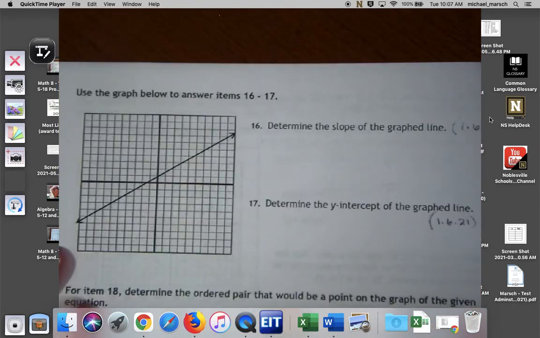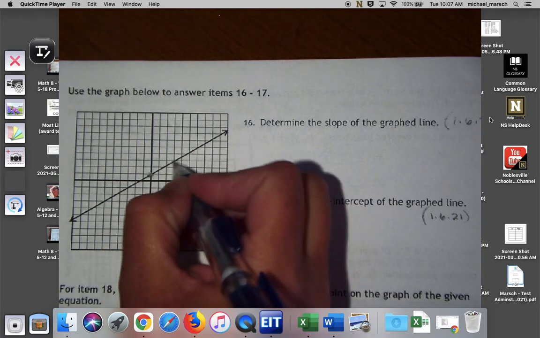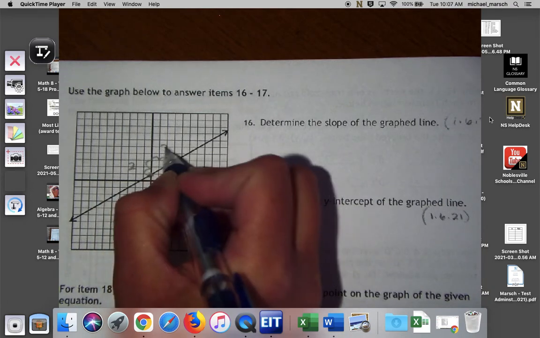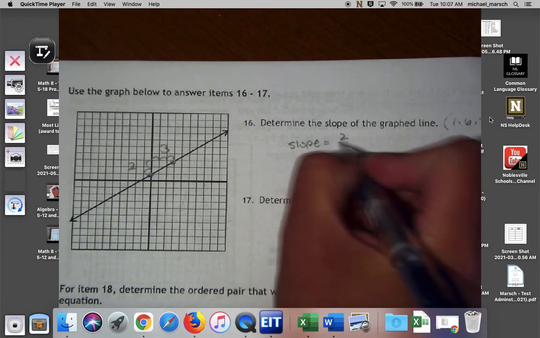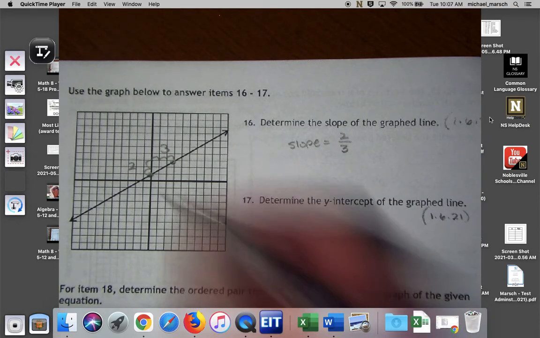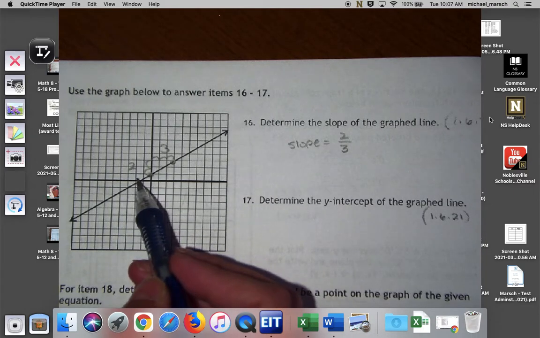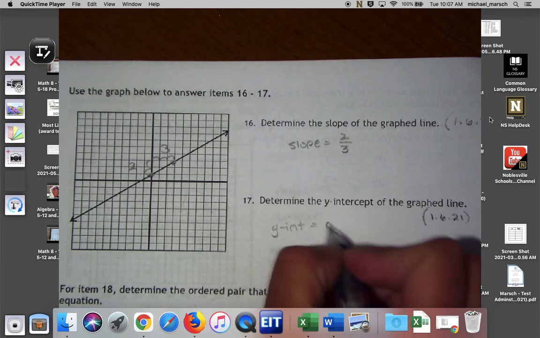Okay, determine the slope of the graphed line. So my slope, I'm going to find 2 perfect intersection points. My rise is 2. My run is 3. So slope equals 2 over 3. My y-intercept just happens to be right there. It's where the line crosses the y-axis. So my y-intercept equals 0, 1.